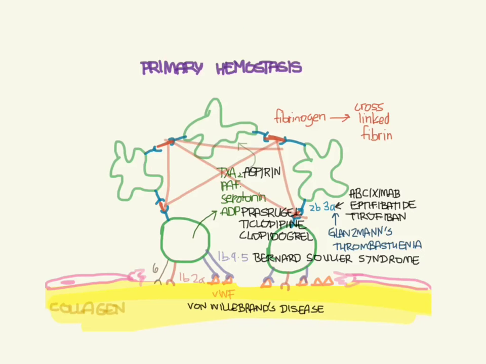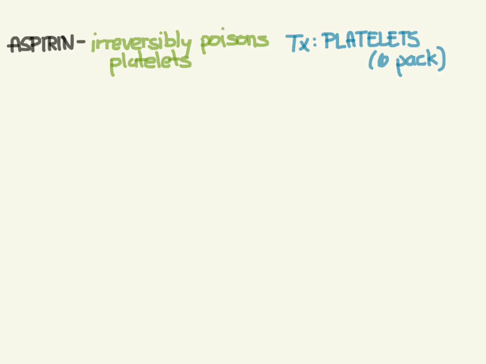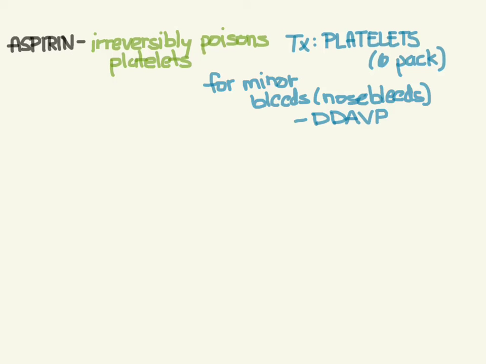Now let's move on to some of the drugs that we use during primary hemostasis. So let's look at the first one, the aspirin. And we know that aspirin irreversibly poisons platelets. So even after aspirin is long gone from the system, those platelets are not working. So the treatment's easy. Give them platelets, thereby replacing those ones that are bad. And for minor bleeds like epistaxis, you can give DDAVP, desmopressin. So that would be for your patient who comes in on aspirin who has a nosebleed, which won't stop.